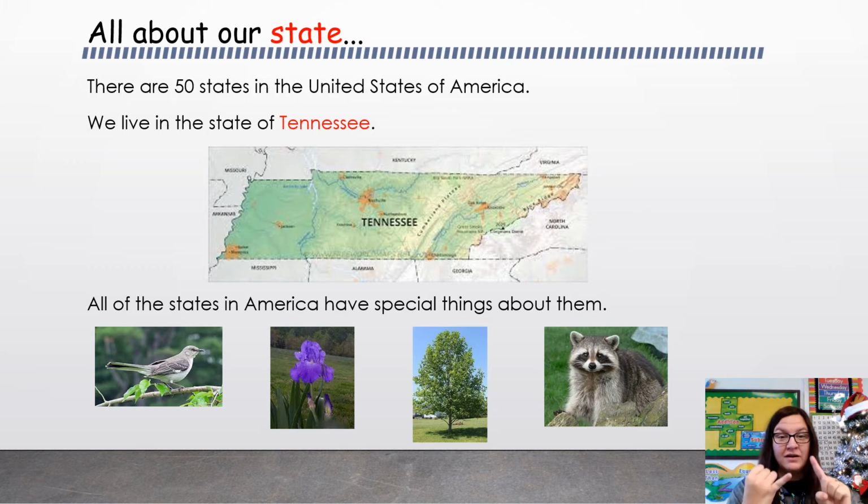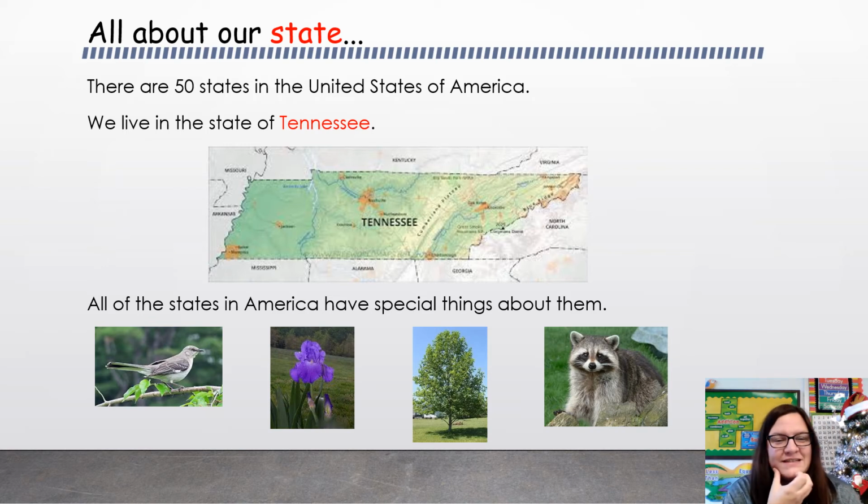Those states are Mississippi, Alabama, Georgia, that's where I was born, North Carolina, Virginia, Kentucky, which is very close to us, Missouri, and Arkansas. So there's 8 states that go around us.